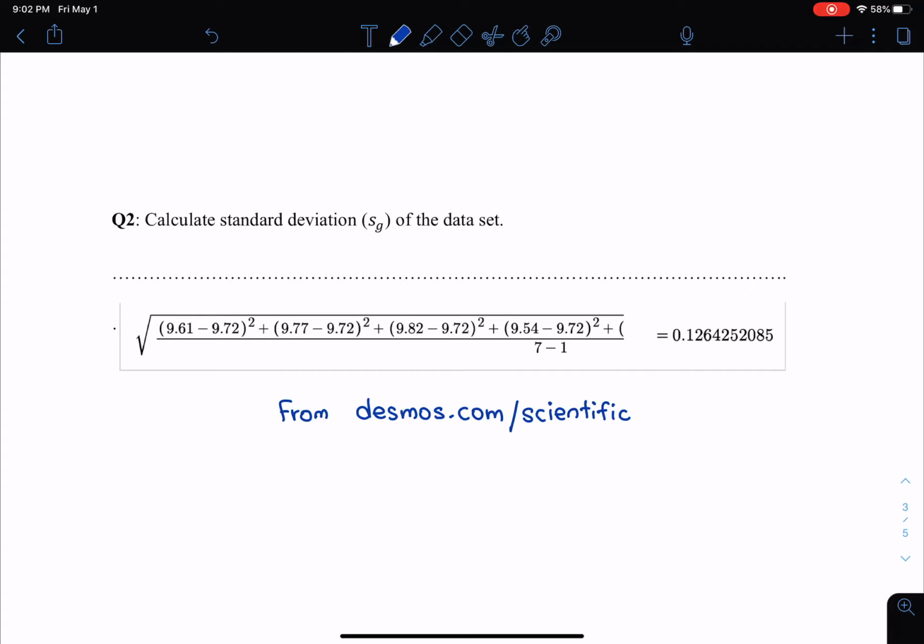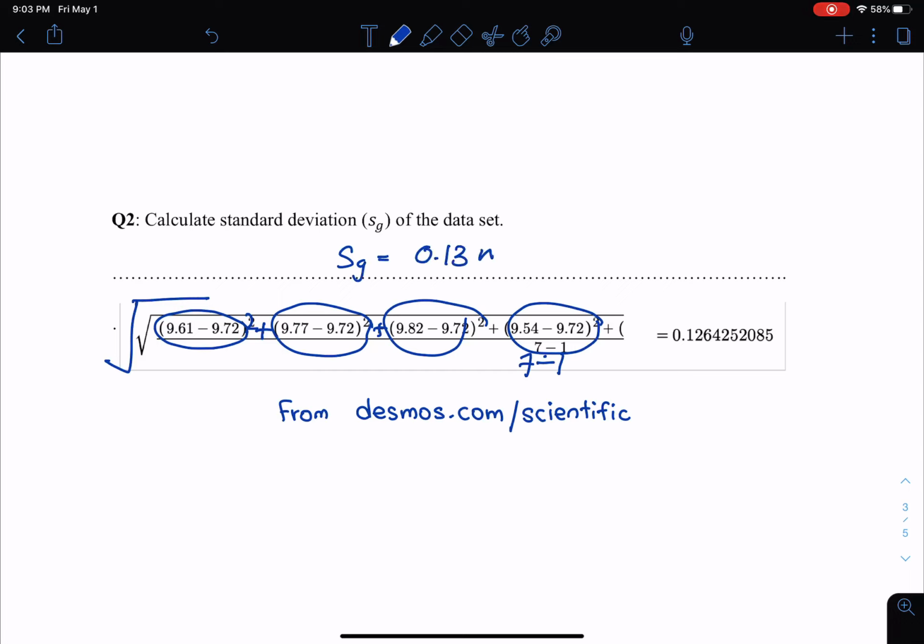First, we take the difference between our first data and the mean. Then we square it. Likewise, we do the same procedure for each data and we add all of them together. Then we divide it by number of samples minus 1. Then we take the square root. I used the online calculator and I found the standard deviation for our dataset is 0.13 meter per second squared.